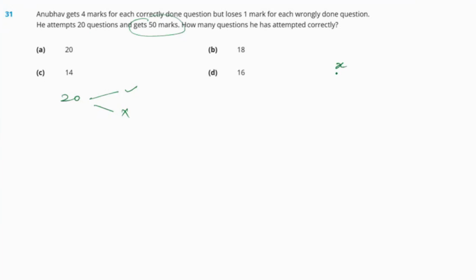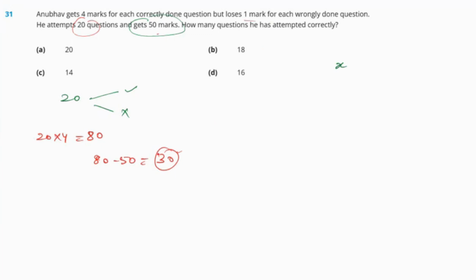So he attempted a total of 20 questions. In those 20 questions, some questions he got correct and some questions he got wrong. Here we can go with another method as well. We can go with the worst case scenario. If he attempted 20 questions, let's take that all the questions he attempted are correct. Then he should be awarded 80 marks, but he is awarded 50 marks only. So 80 minus 50, the difference we are getting is 30.